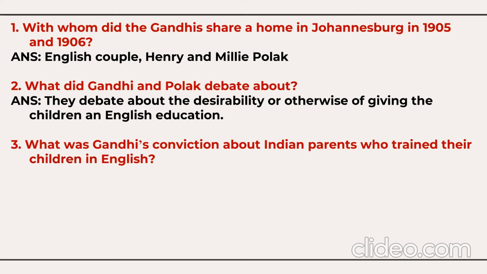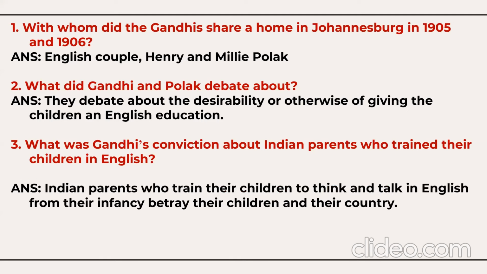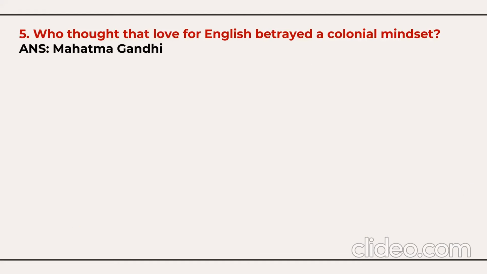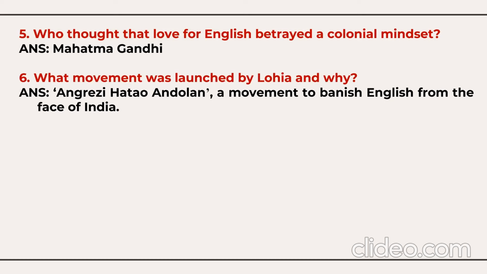What was Gandhi's conviction about Indian parents who trained their children in English? He said that Indian parents who train their children to think and talk in English from infancy betray their children and their country. Gandhi spoke to his children in which language? Gujarati. Then, who thought that love for English betrayed a colonial mindset? Mahatma Gandhi thought that.